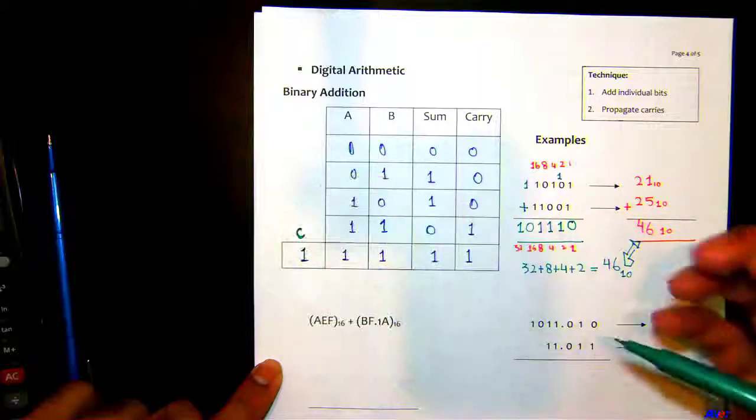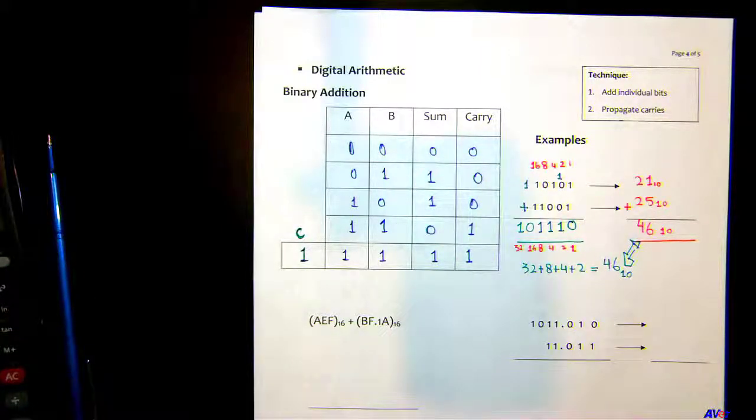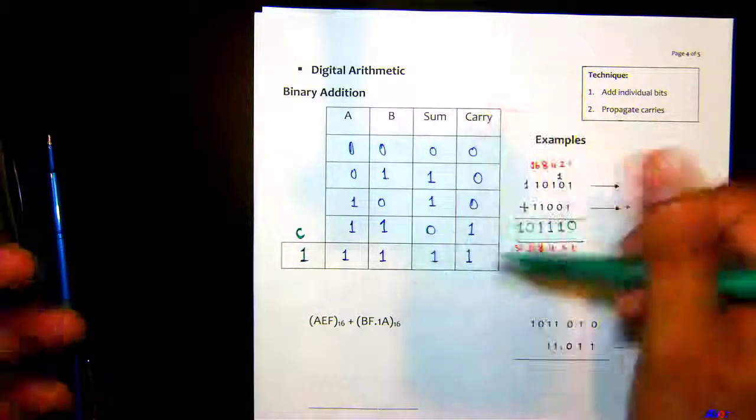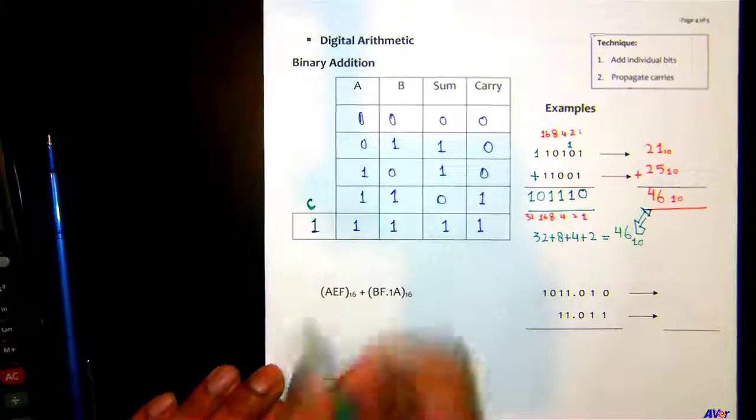And then if you add all 3, these are the 1, 2, 3, 4, 5 possible combinations that could happen when you are adding. So for all these combinations, these are the sums and carries. Okay, let's move on to this part right here.